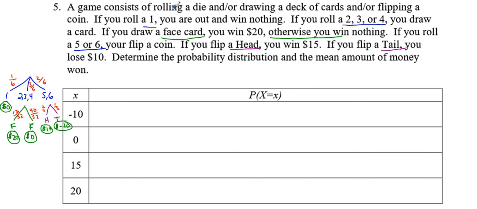So when you have a game, you want to draw a tree diagram, and then you can figure out all of your outcomes. So we could lose $10, you could win nothing, you could win 15, or you could win 20. Usually we put them in ascending order here. So X here is actually representing the amount of money won.